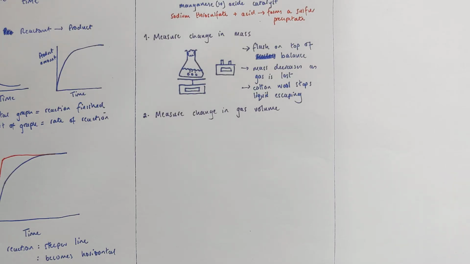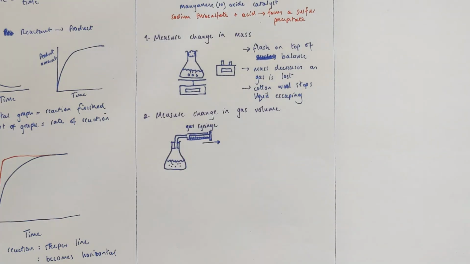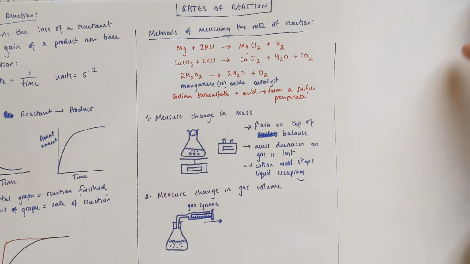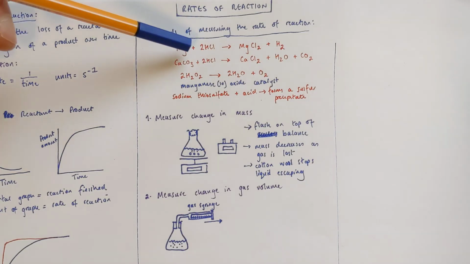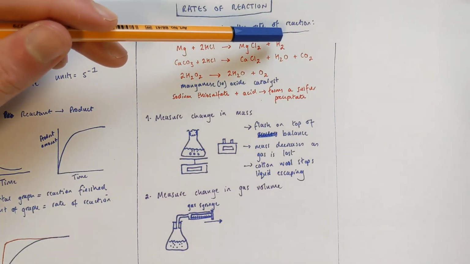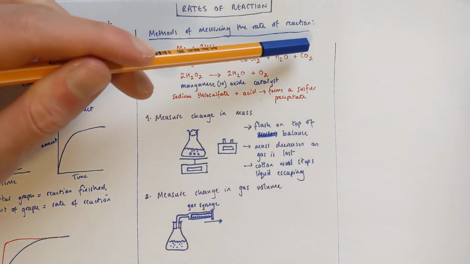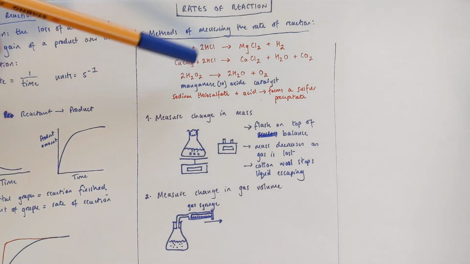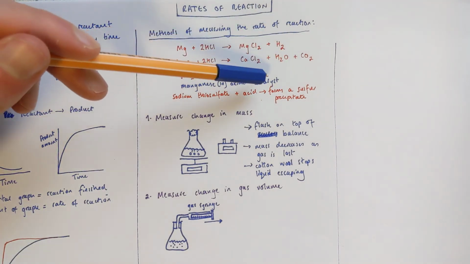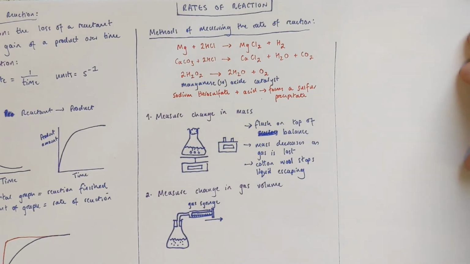So again, the more quickly gas is produced, the quicker the reaction, the more slowly the gas is produced, the slower the reaction. So this method works for basically any reaction that produces a gas. So from our examples at the top of the page, we could have any of the first 3. Magnesium makes the hydrogen gas, the calcium carbonate makes carbon dioxide gas, and hydrogen peroxide makes oxygen gas. So any one of these could be tracked using the second method.